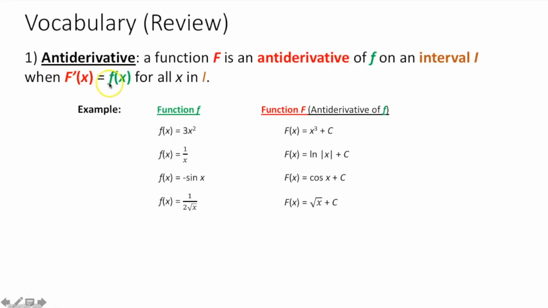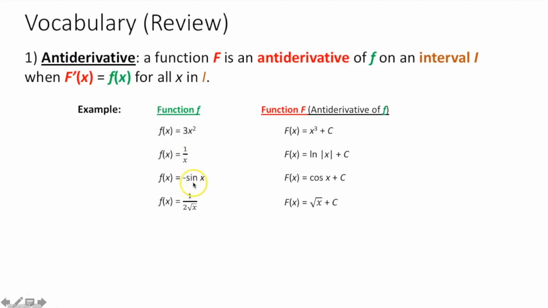So the first thing we're going to do is review what an antiderivative is. That says a function capital F is an antiderivative of lowercase f on an interval I when capital F prime of x is equal to lowercase f of x for all x in I. So remember, an antiderivative is exactly what it sounds like. It's the opposite of taking a derivative. You're going the other way.